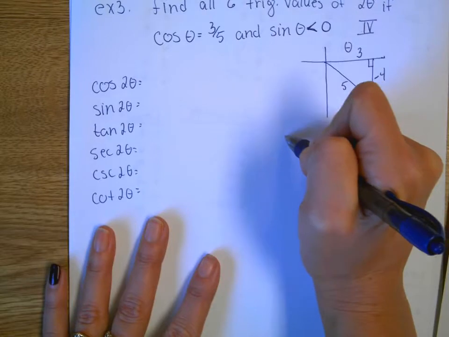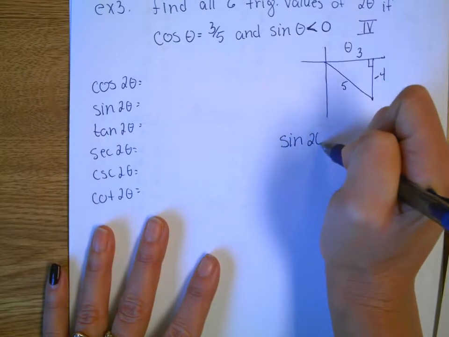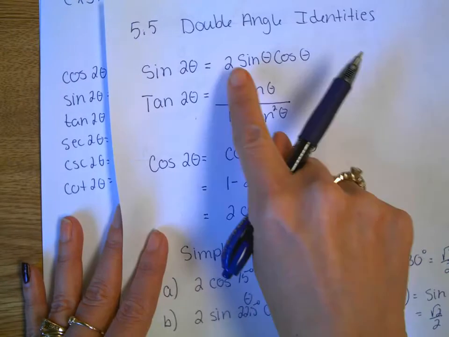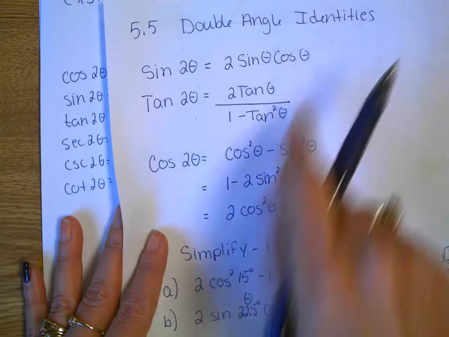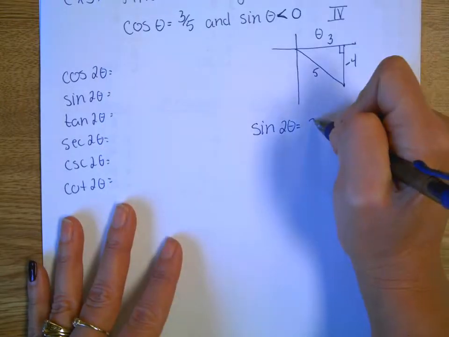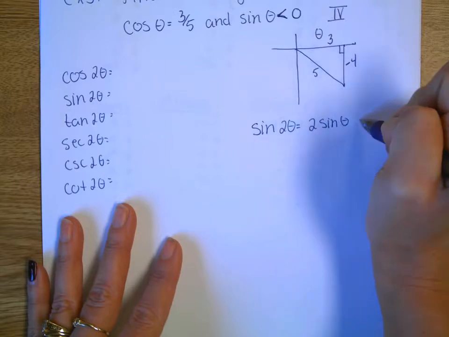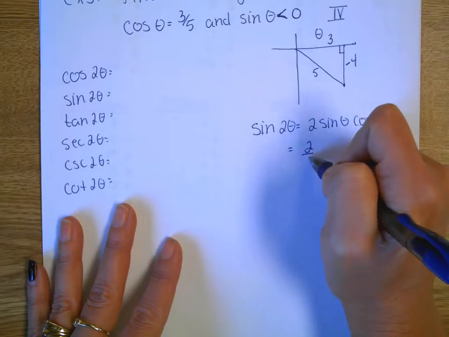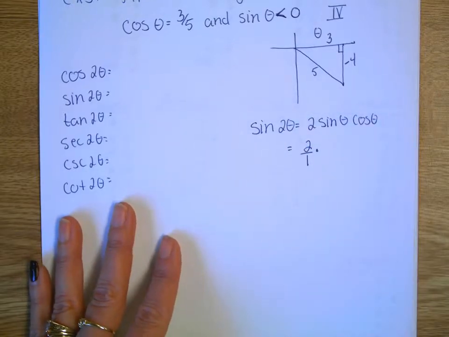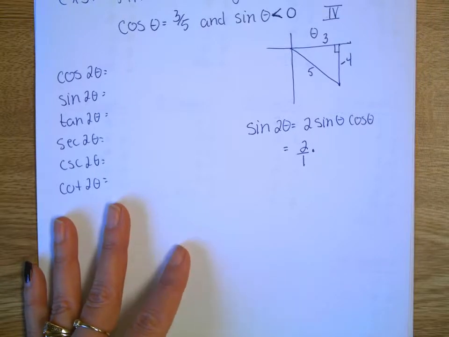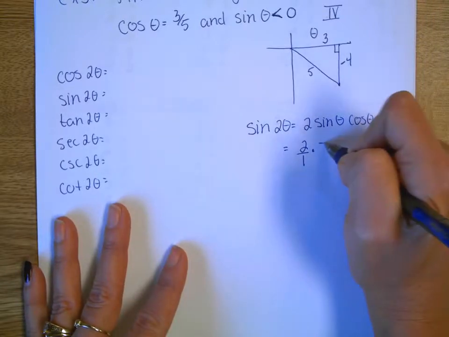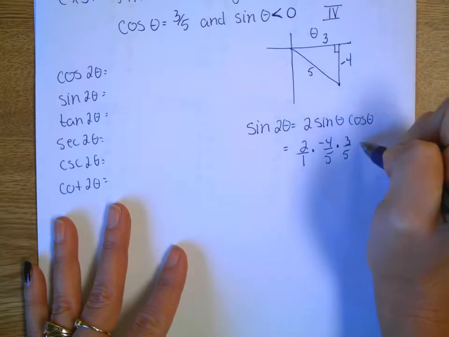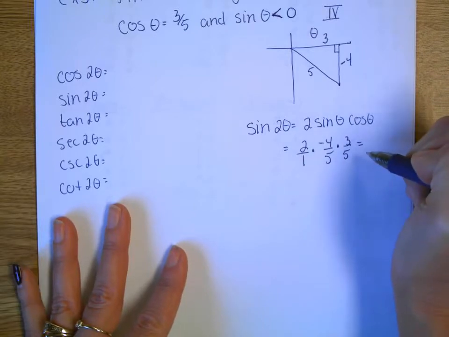So if I find the sine of 2 theta first, my identity says 2 times the sine of theta times the cosine of theta. I'm going to make that 2/1 because I know I've got fractions coming. What's the sine ratio? -4/5. And what's the cosine ratio? 3/5. Looks like nothing will cancel, and it's okay to multiply.